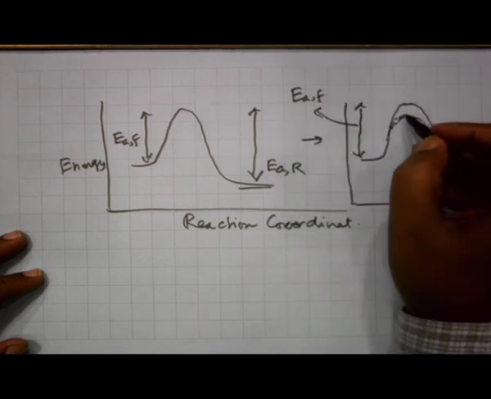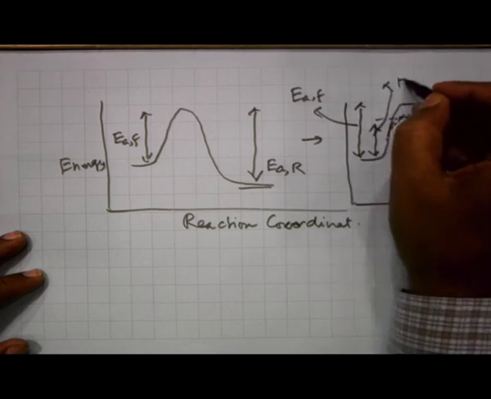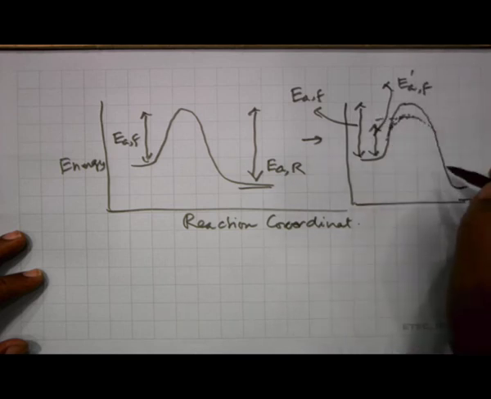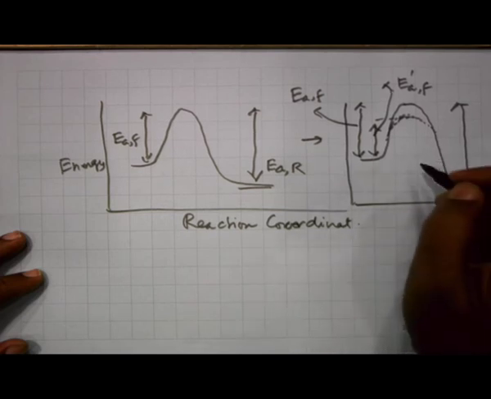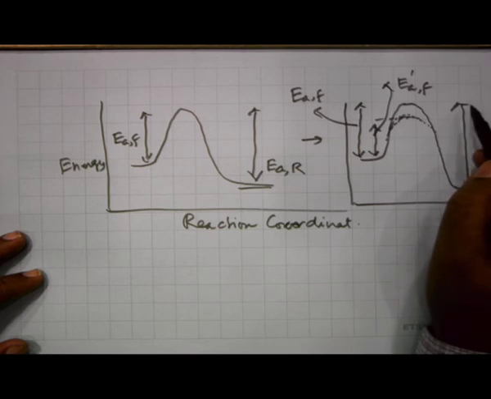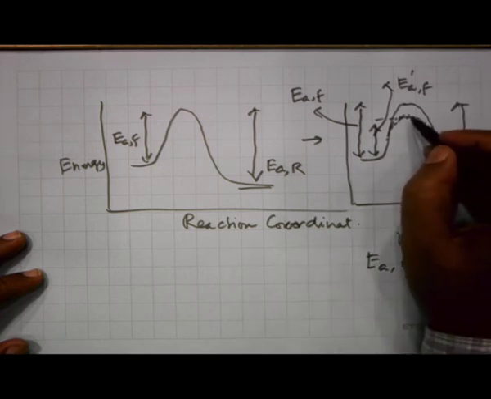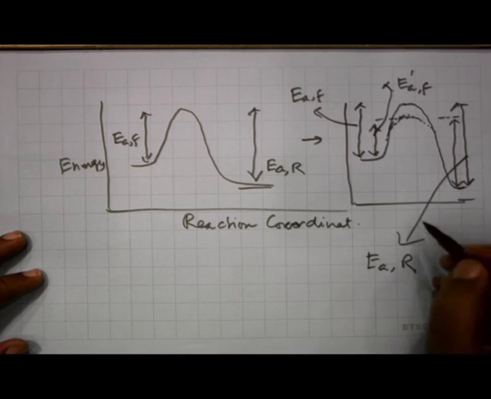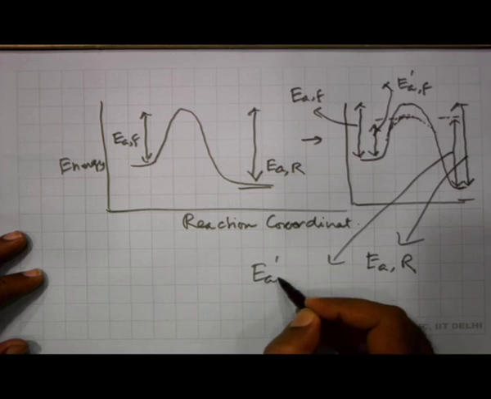the activation energy of forward, but in presence of catalyst it decreases to this. So, this is EA dash F. But you see the activation energy of the reverse reaction also decreased. So, it was here first. This is suppose EA for the reverse reaction, and now in presence of catalyst this is decreased to this value, and we have a new EAR which is called EA dash R.